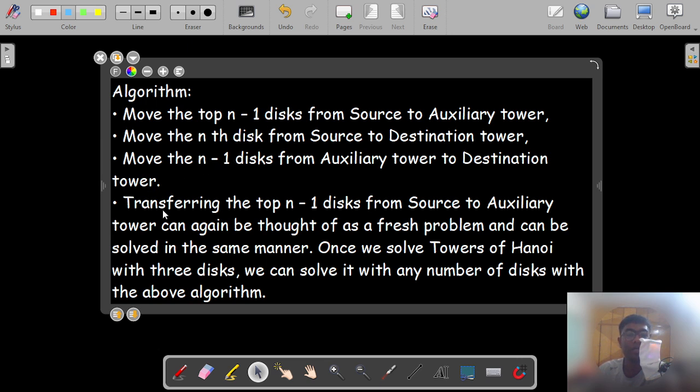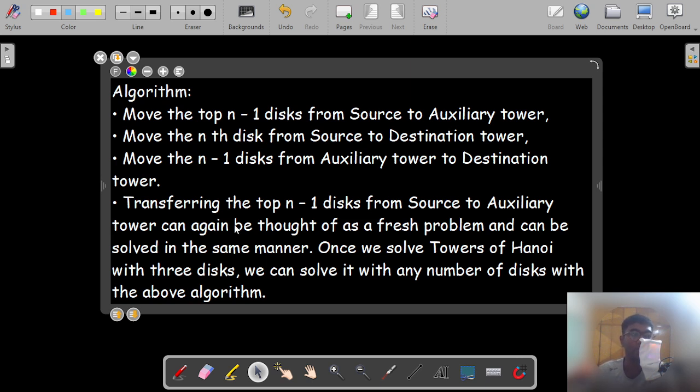While we transfer the top n minus 1 disks from source to auxiliary, we again have a fresh problem which can be solved in the same manner. So we break down into a smaller problem, and also we can think about how each step or each move can be subdivided when solving a bigger problem, right?